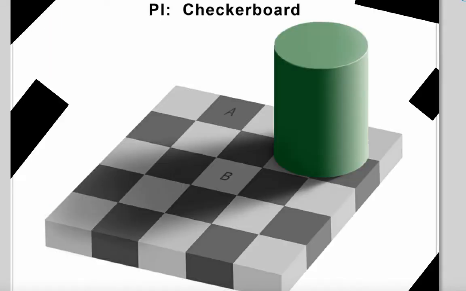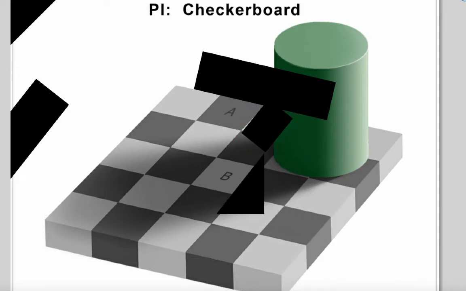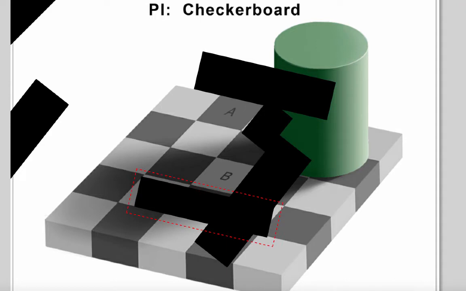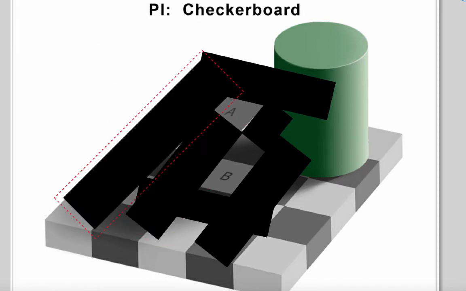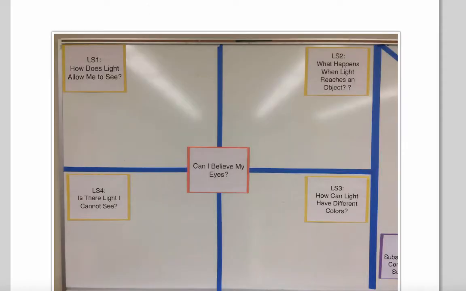And then you do the checkerboard, which is the one that really messes with my brain. You ask basically, are A and B the same? And most people say no, A is darker, B is lighter. But then when you start to block out the light around, you will see, oh, it's already starting to change, isn't it? To the point where they almost look the same. And in fact, they are the same color. And it leads us to the driving question board.